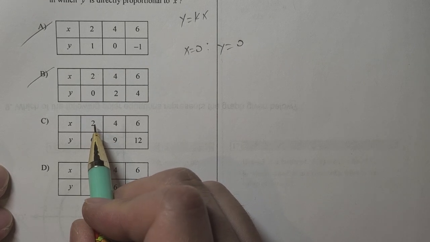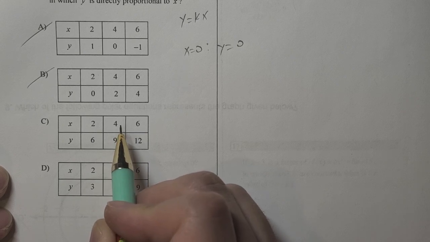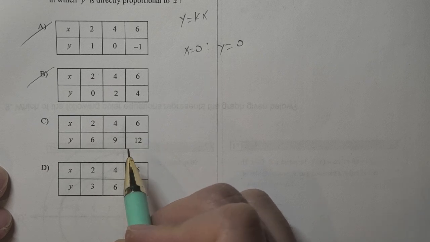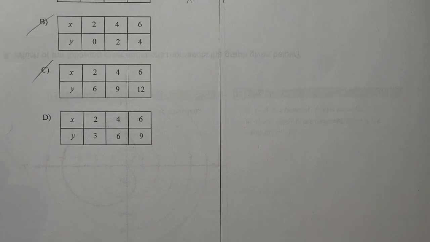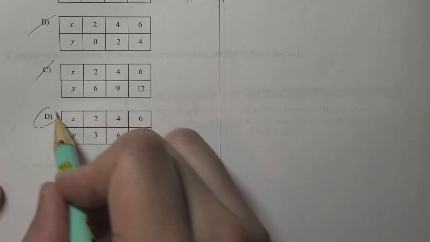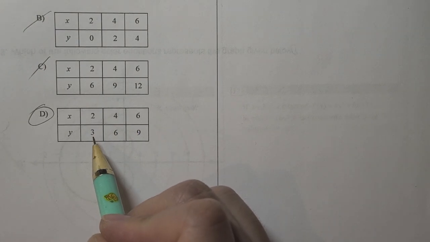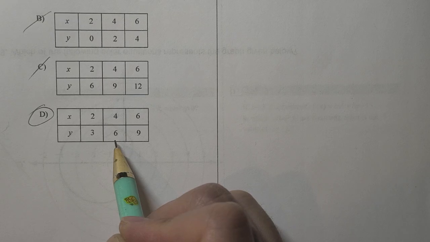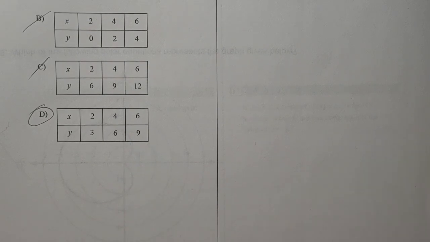Now let's move on to here. 2 times what gives us 6? That's 3, right? 4 times 3 should give us 12. That's not the case here. And then 6 times 3 should be 18. That's not the case here. So we cross that out. By process of elimination, the answer is D, and we can even check. This is multiplying by 3 over 2. So 4 times 3 over 2 is 12 over 2, which is 6. That's good. 6 times 3 over 2 is 18 over 2, which is 9. Good.